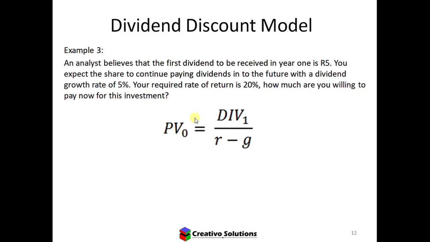Then you've got a required rate of return, which is 20%, and they want you to determine how much you are willing to pay now for this particular investment. Right, so present value, PV at time 0, would be the future dividends. Remember it's Div 1, so we have the future dividends discounted back in time, taking your rate and your growth into consideration.